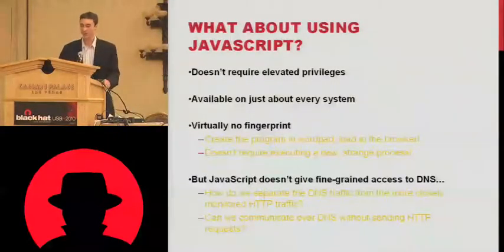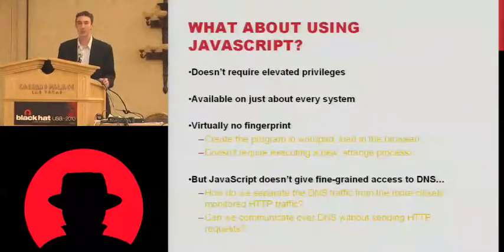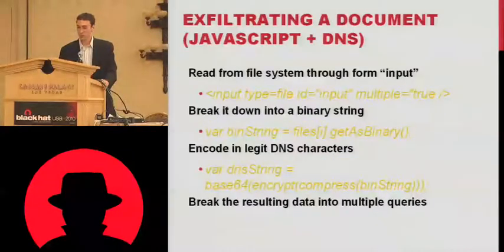So the problem is that JavaScript doesn't give fine-grained access to DNS. There's no API into it or anything. So what you have to do is find a way of separating the HTTP traffic from the DNS traffic in JavaScript. So I set out to try and find a couple of ways of doing that. For this example, I'm just going to be looking at exfiltrating a document over DNS through JavaScript.